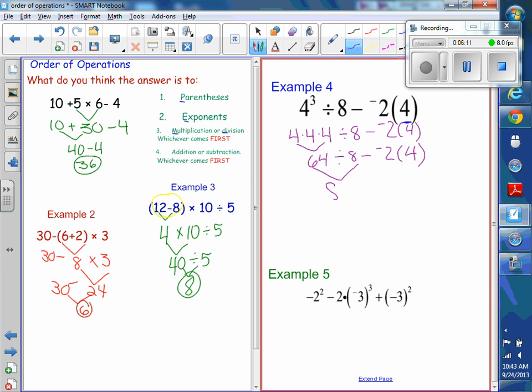So this is 8 minus a negative 2 times 4. Keep going. Then you would do negative 2 times 4. Right? So that's 8 minus negative 8. Good. And the final answer is?